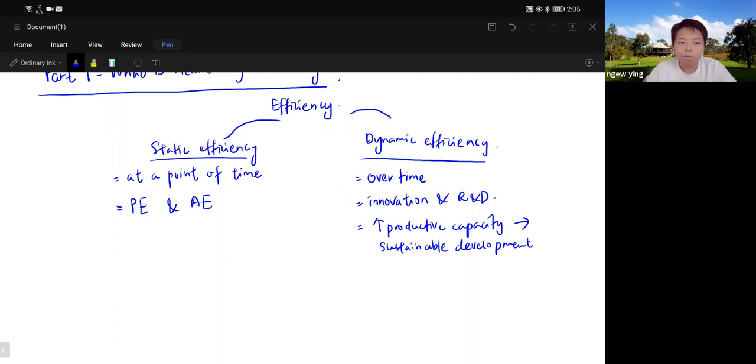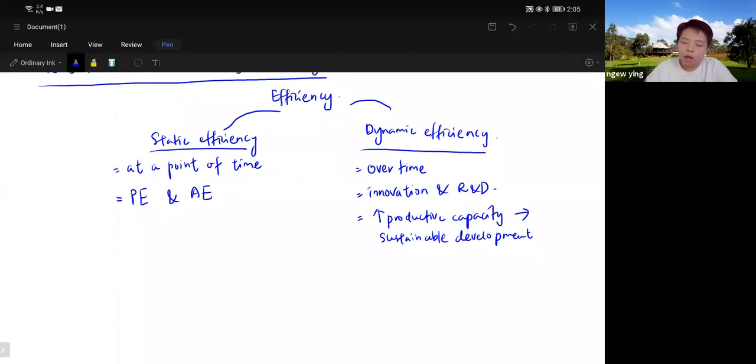However, most of the time in our essay, we are not expected to discuss so much on dynamic efficiency. But I always encourage you to include dynamic efficiency when you are introducing different types of efficiency to the examiner in your answer. Why is it so? I will tell you later.